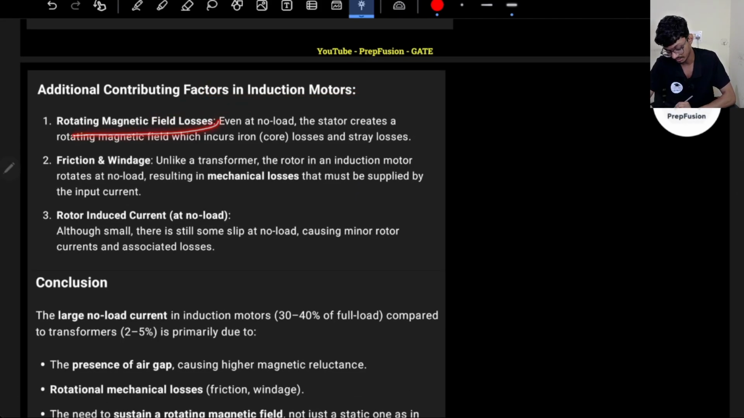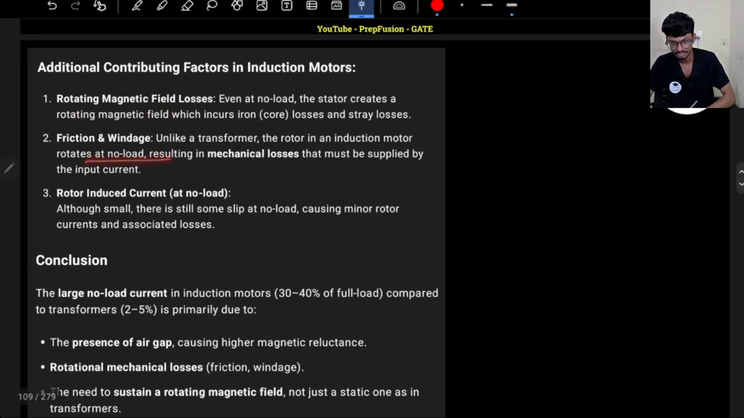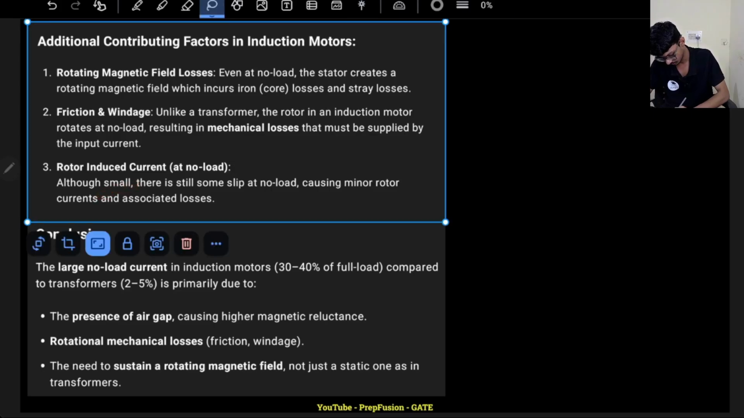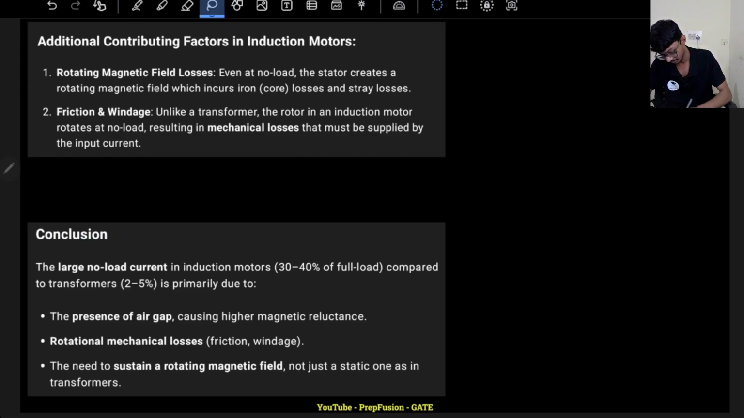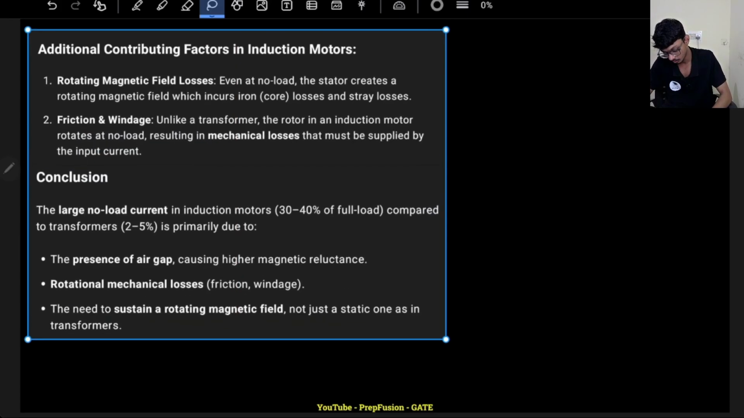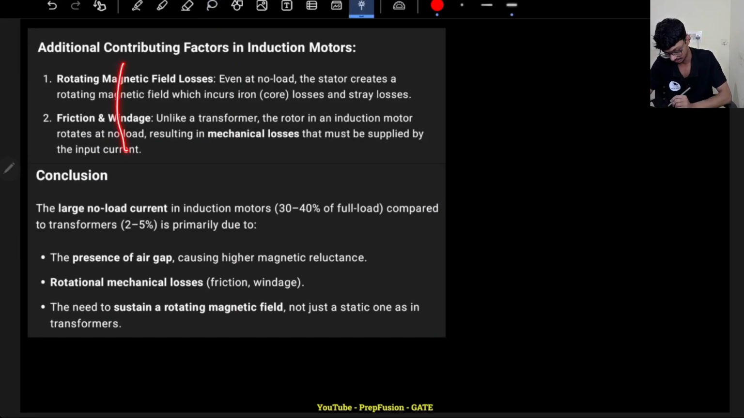So it has a rotating magnetic field which has losses. Even at no load, the stator creates a rotating magnetic field which incurs iron loss and core loss. Because the magnetic field is rotating, it will have losses. Friction and windage: unlike transformers, there are no moving parts, so there is no possibility of friction and windage loss. Now let's read the third point. Actually, the third point is not correct here, right? We will ignore this point, because we are not discussing the rotor induced current, because it is open circuit. Even if the rotor is open circuit, there will still be high no load current due to these particular factors, right?